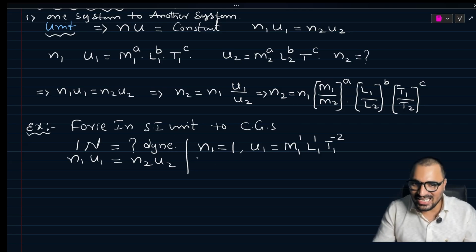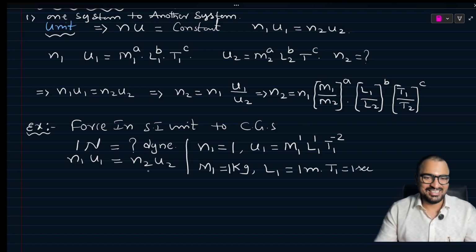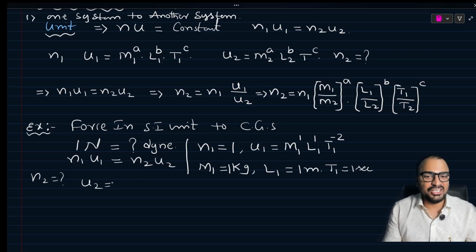But here in SI unit, they said 1 Newton, mass we can measure in kg, so the value of M1 is equal to 1 kg. The value of L1 is equal to 1 meter. The value of T1 is equal to 1 second. Similarly, what is N2, we have to calculate. For that, we can take the value of U2. U2 is also dimensionally the same: M2 power 1, L2 power 1, T2 power minus 2.